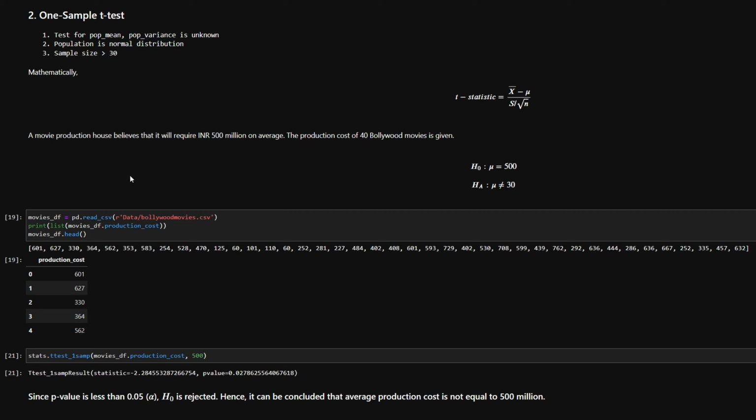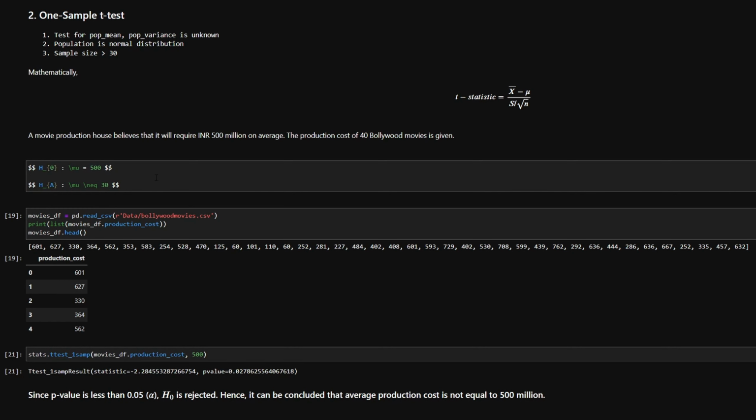Now again, let's see with this example. There's a movie production house that believes that it will require 500 million rupees on average for the production of a movie. Now when we see the word belief, that means it's going into the null hypothesis. Now the production cost of 40 Bollywood movies is given, so that's our sample size up here. So since the belief is that it will require 500 million on average, that means the null hypothesis is going to be that the average is 500, and the alternative hypothesis is going to be that it's not equal to 500, my bad.